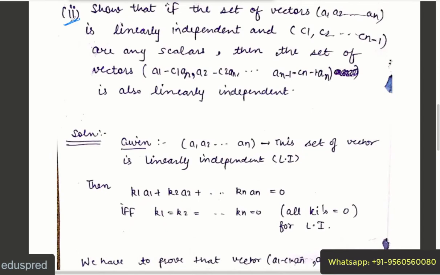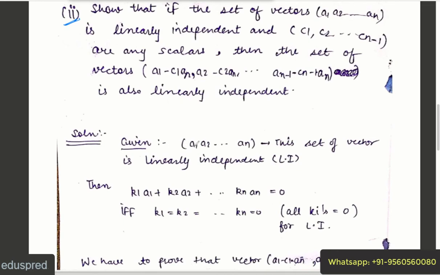Now moving on to the second part which says show that if the set of vectors A1, A2 till AN is linearly independent and C1, C2, Cn minus 1 are any scalars, then the set of vectors A1 minus C1 An, A2 minus C2 An till An minus 1 minus Cn minus 1 An is also linearly independent.